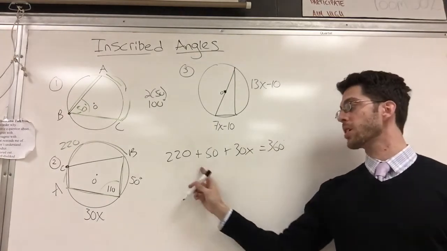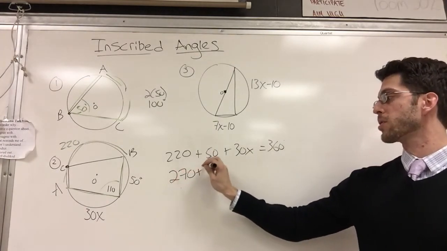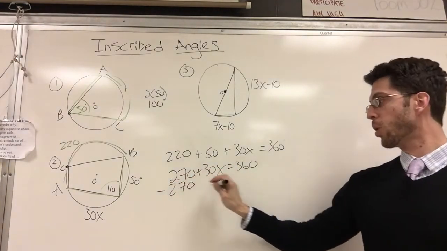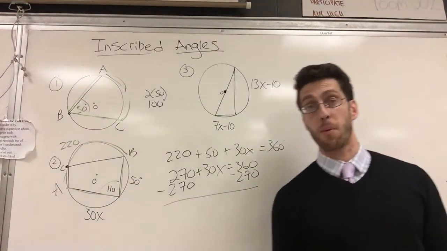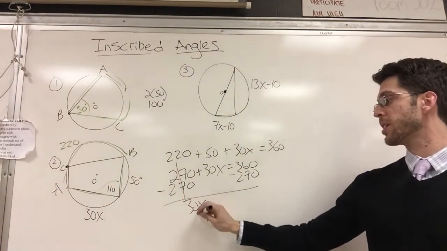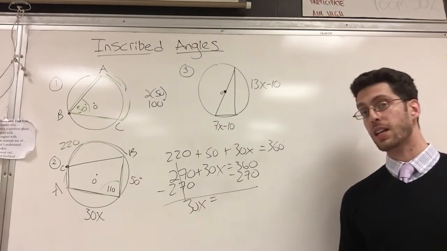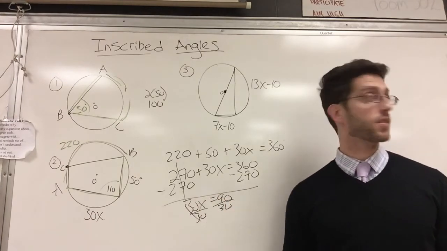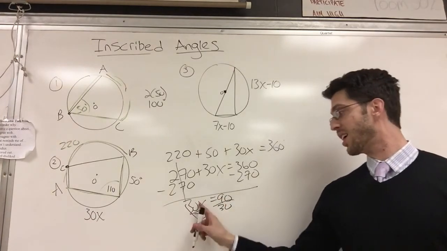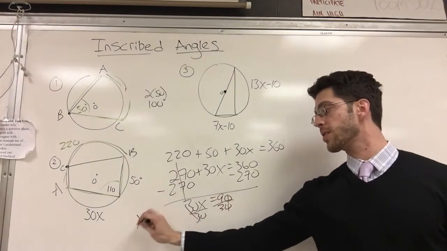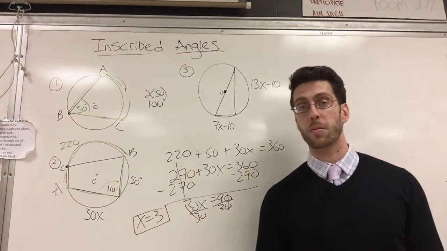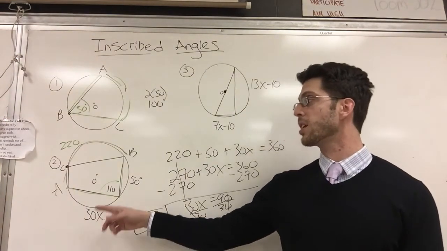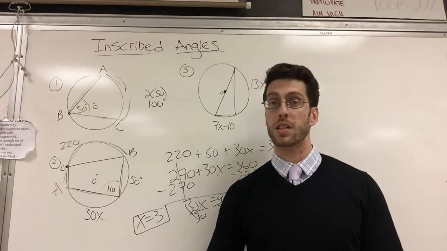So let me combine like terms here. 270 plus 30x equals 360. I'm going to subtract 270 from both sides. 30x equals 90. If I divide by 30 on both sides, x is equal to 3. And that would be your answer to number 2. And then you can do whatever you want with it. If you have to plug it back in just to check your work, 3 times 30 is 90. 90 plus 50 plus 220, hopefully, is 360.